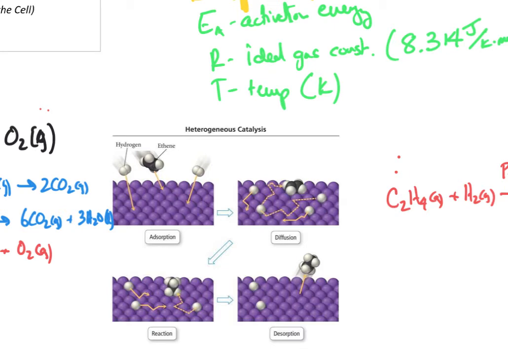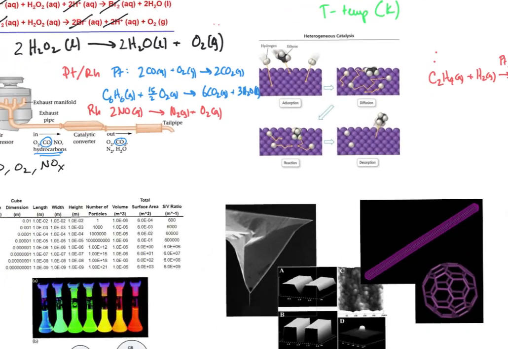So the platinum and the nickel speed this process up considerably, because if you were relying on the gas phase, they'd have to hit each other exactly right with the right energy, right orientation, and that process would not be nearly as favorable. All right, so those are two examples of heterogeneous catalysts.